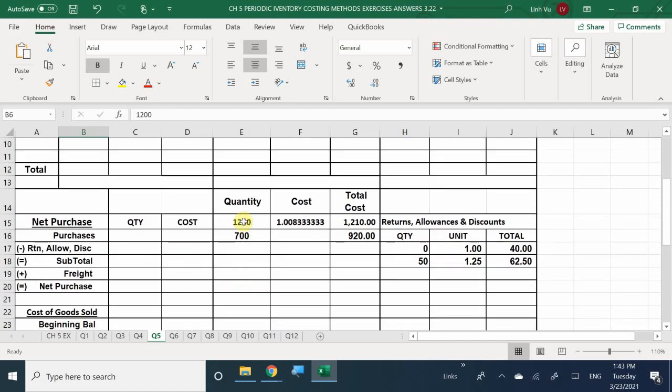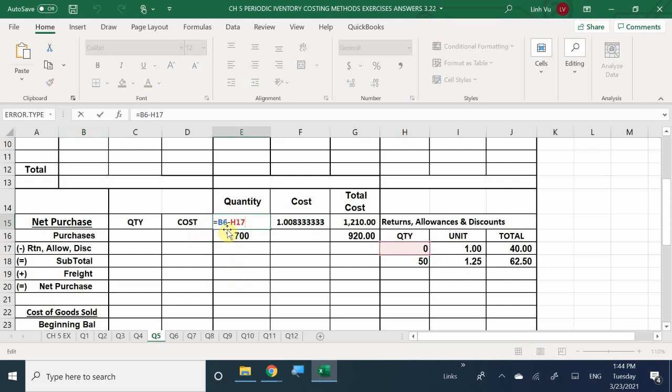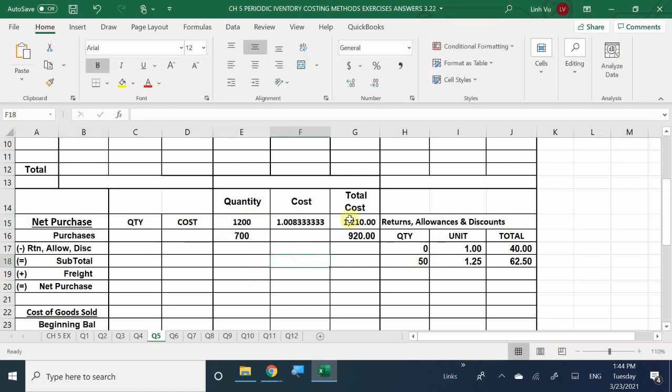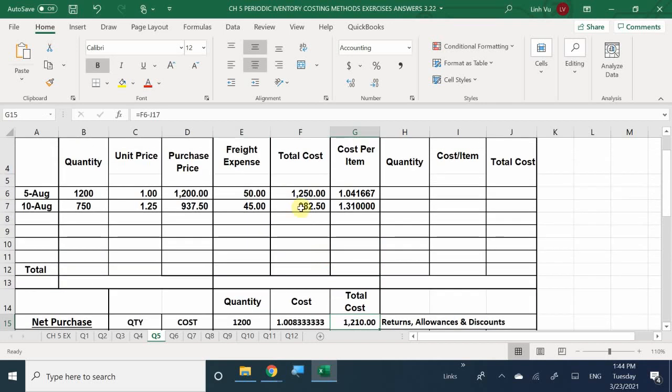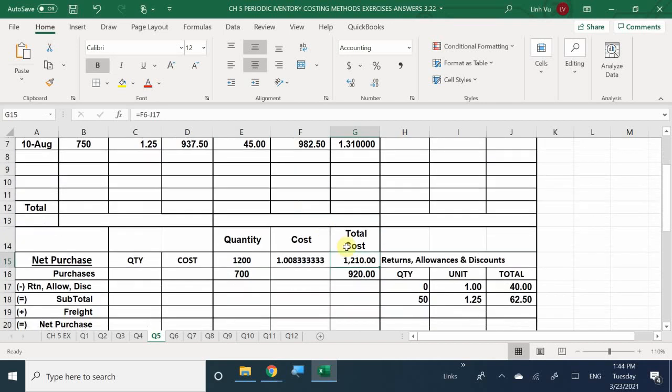Okay, I got it now. So then that's 1200 minus 0. Then the total, right? I have to adjust my total cost because it got a discount. So I took my total up here and I subtracted the 40 to get the 1210. So that's exactly what I'm essentially doing for the second batch.